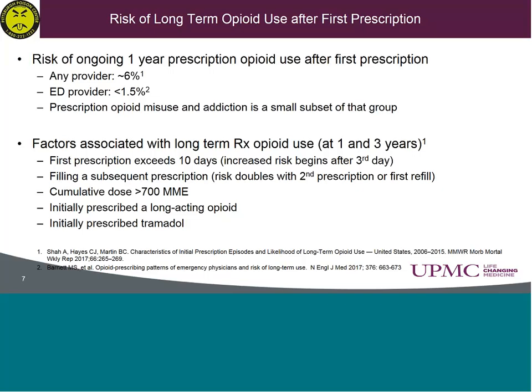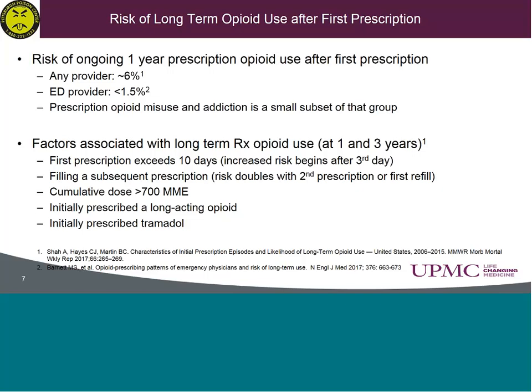What is the likelihood of a brand new prescription opioid for a short course developing into a use disorder, addiction, or illicit drug use? That percentage is not clearly known, mostly because it's very difficult to study from a large population perspective. Some factors associated with the initial prescription that would indicate an increased likelihood of ongoing use at 1 or 3 years would be the first prescription exceeding 10 days, and the risk begins to increase after a 3-day prescription.